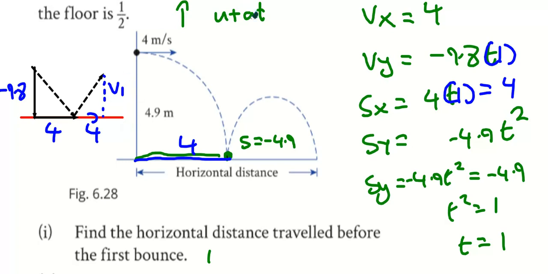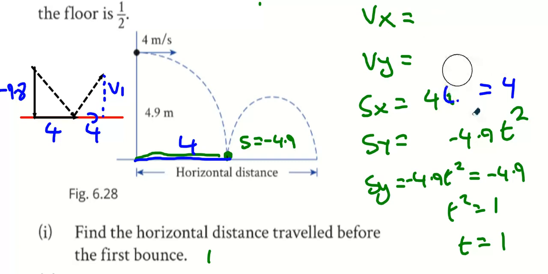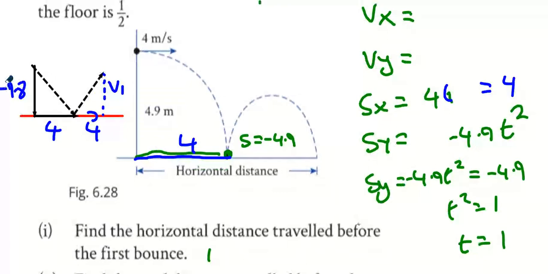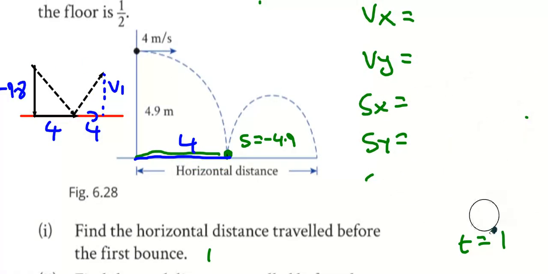Now, let's think about this logically. Okay. What's the e value for this question? e value of a half. So, what does an e value of a half mean? Whatever you're coming down with, you're going to only bounce up with half of it. So, what's half of it? 4.9. Everybody cool with that? Okay. Now, what's next then?